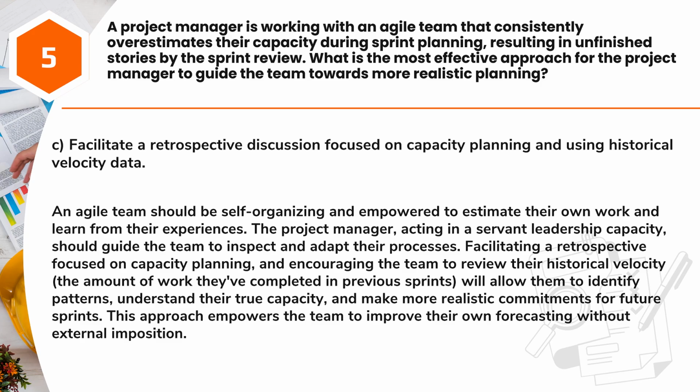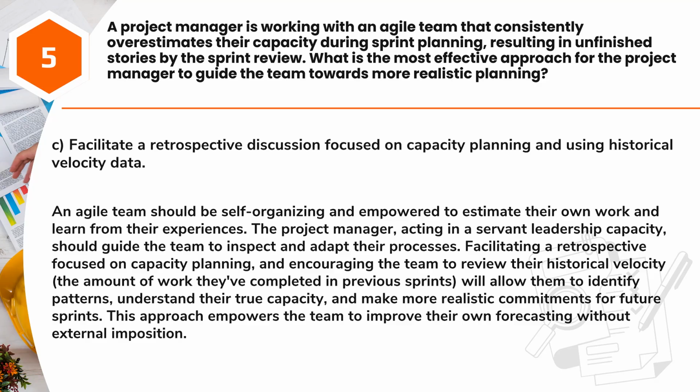Answer: C. Facilitate a retrospective discussion focused on capacity planning and using historical velocity data. An Agile team should be self-organizing and empowered to estimate their own work and learn from their experiences. The project manager, acting in a servant leadership capacity, should guide the team to inspect and adapt their processes.